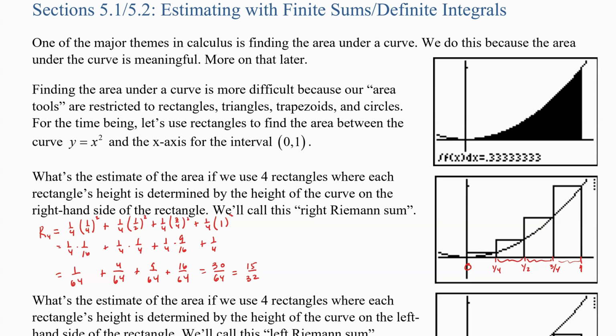You might ask the question, what do you think of that estimate? I think these rectangles go above the curve. So I think whatever my estimate is, it's not exact. And because those rectangles go above the curve, it's too high. I'm going to call this an overestimate.